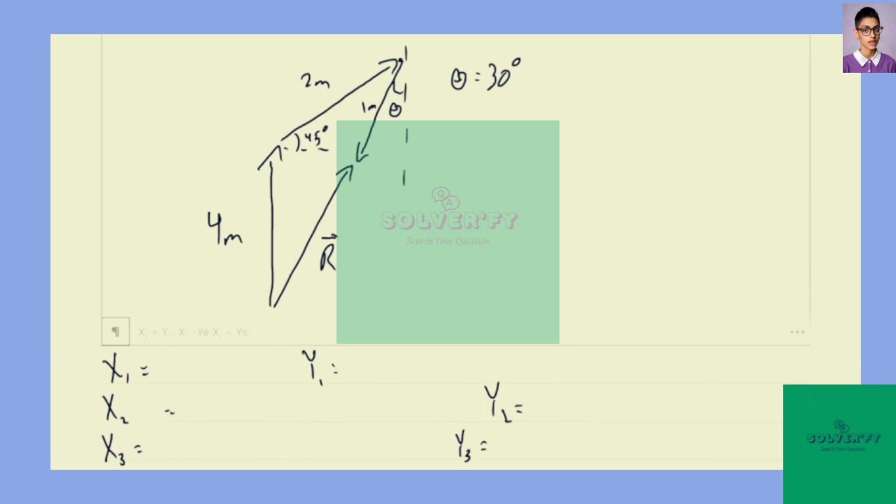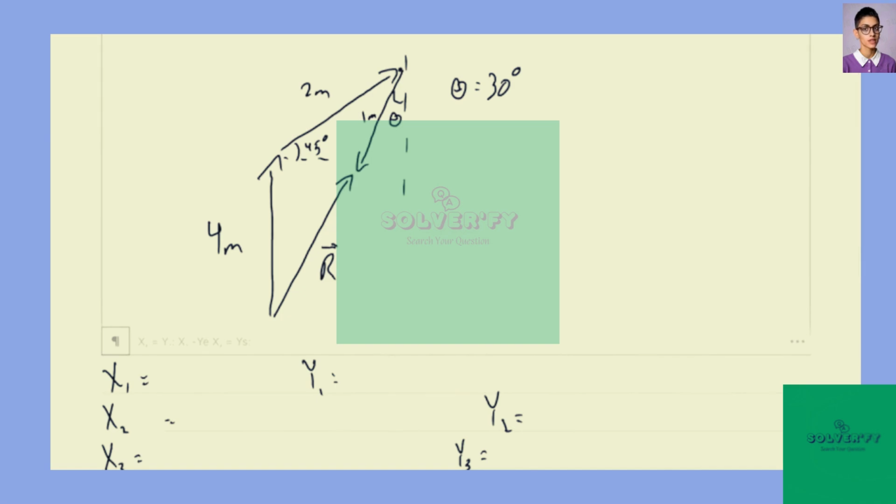This question is asking us to add together displacement vectors to find one resultant displacement vector. The best way to do this is to break the vectors into components, then add up those components to create a resultant vector.